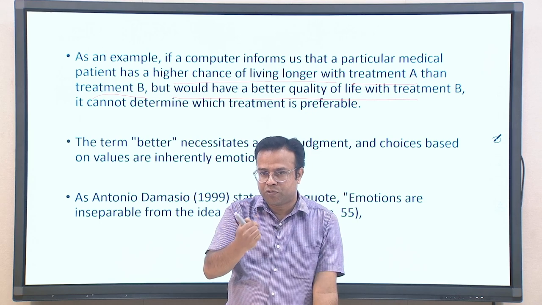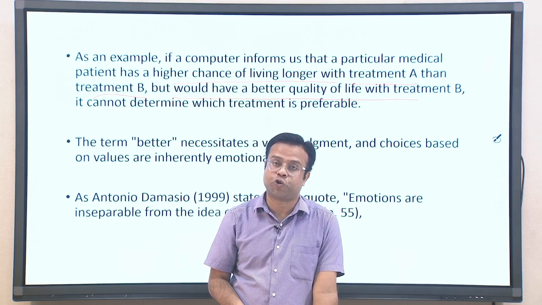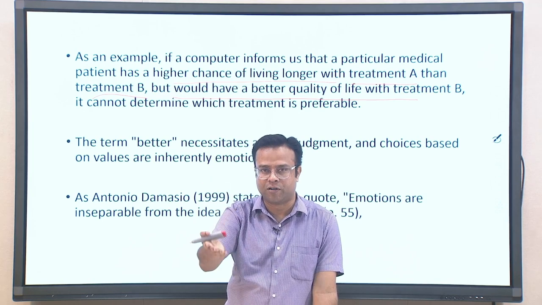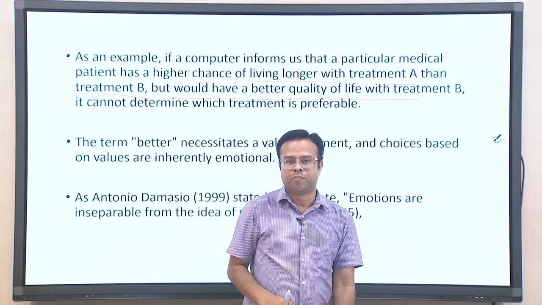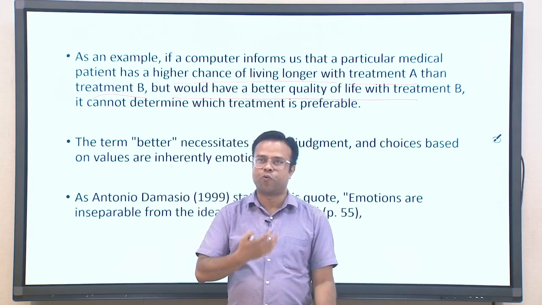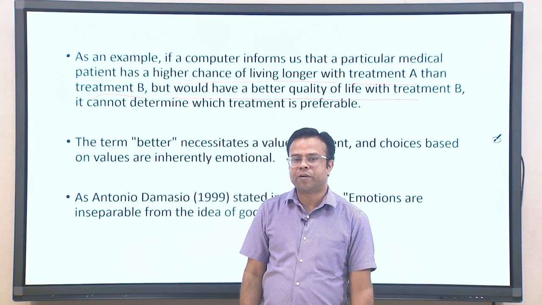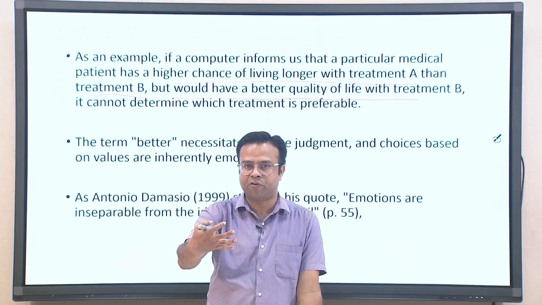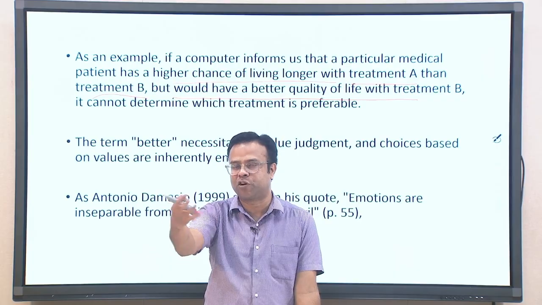Because there is a value judgment involved here, choices based on values are inherently emotional. So even a computer may not work in such a situation. It can only say these are the pros and these are the cons, but may not give you an appropriate answer based on what values and preferences you have. As Damasio stated, emotions are inseparable from the idea of good and evil. Whenever there is a value judgment, what is good, what is bad, emotions are bound to come into the picture. We cannot decide without emotion what is good and bad.